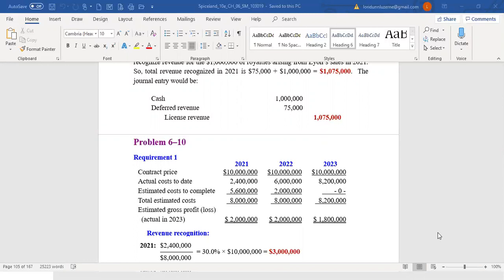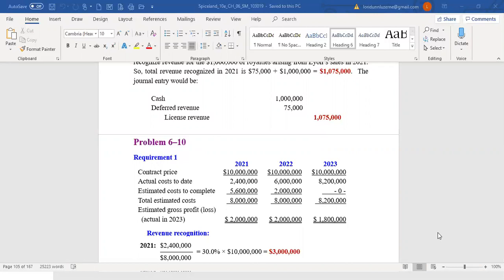How about in 2022? Well, in 2022, we find out the total actual cost as of the end of 2022 will be the 2.4 they spent last year, plus an additional 3.6 they spent this year. So by the end of 2022, the company spends $6 million.